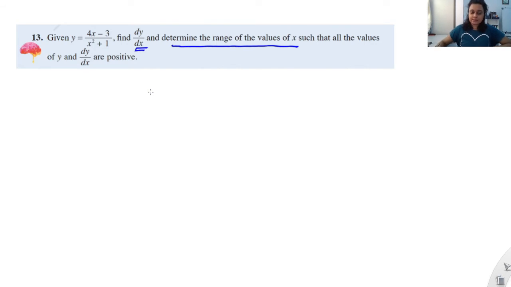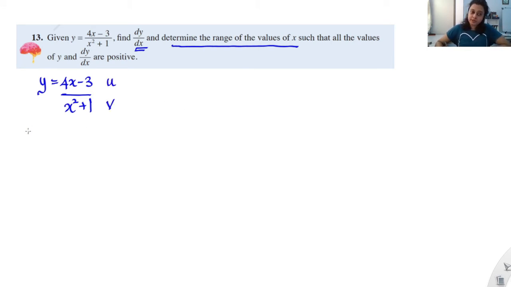So first step, let's find dy dx. Here our y is 4x minus 3 over x squared plus 1. When you want to find dy dx, what rule are we going to use here? Chain rule, product rule, quotient rule. By now you guys should already know, if you got a fraction, you definitely need to use the quotient rule. So in this case we are going to use the quotient rule. So the top is going to be u, the bottom is going to be v.